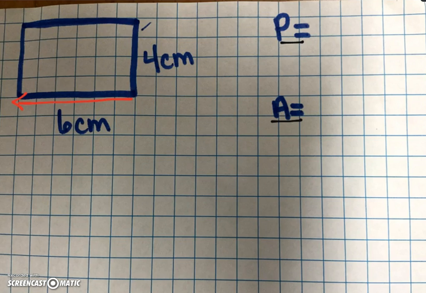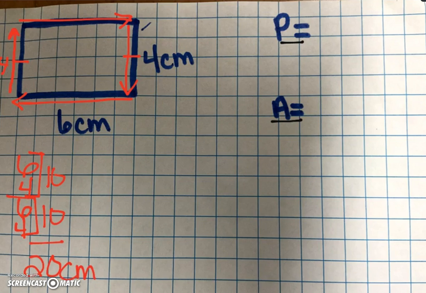Because it is a rectangle, I know that the opposite sides have to be congruent and parallel to each other. So this is 4 centimeters. This is going to be 6 centimeters for the same reason. And this is 4 centimeters. So I have a 6, a 4, a 6, and a 4. So I would chunk these together. So I have 10 here and 10 here, which gives me 20 centimeters as my perimeter.